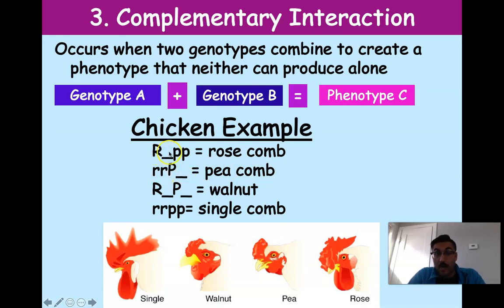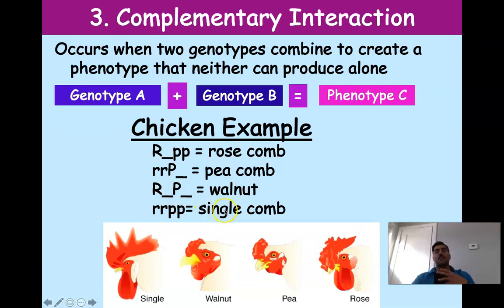This top one here could have been big R, little p, or it could have been big R, little r, big P, or little p. Or this could have been a big P in this blank, or this could have been a little p. It doesn't matter. As long as it's got one big P, boom, pea comb. As long as it has those two little r's. To be a walnut-shaped head, as long as you have one big R and one big P, the second alleles for each don't matter. You're going to be a walnut-shaped head.